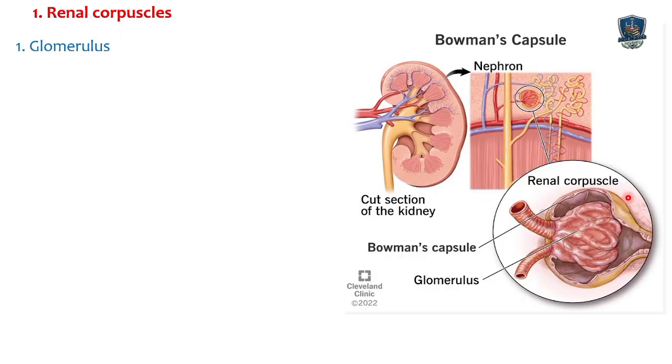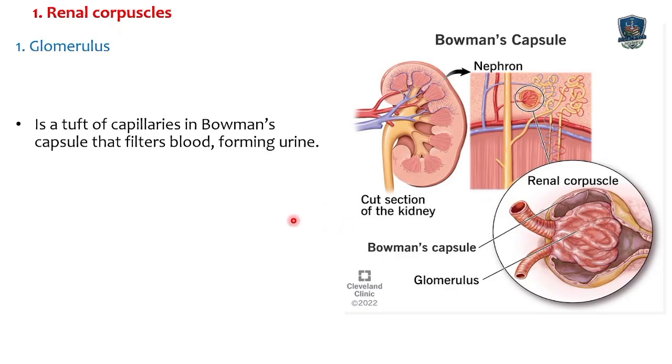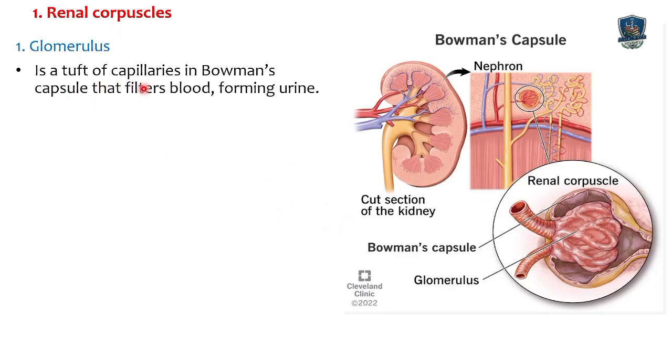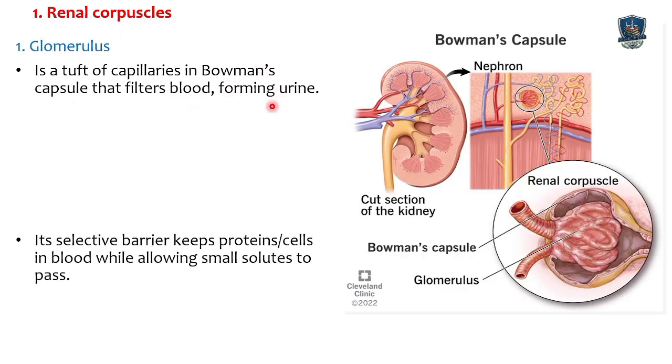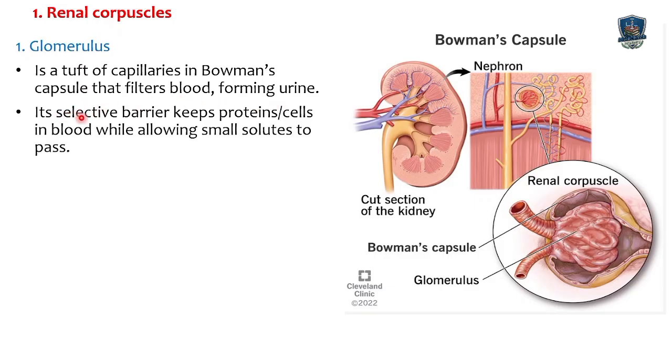Remember, our glomerulus is made up of the afferent arteriole, the efferent arteriole, and the glomerular capillaries. And there is where we have our filtration process. So the glomerulus is a tuft of capillaries in Bowman's capsule that filters blood, and obviously the final product will be the formation of urine. Its selective barrier keeps proteins and cells in the blood while allowing small solutes to pass.